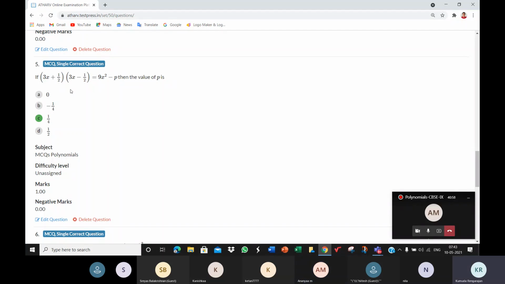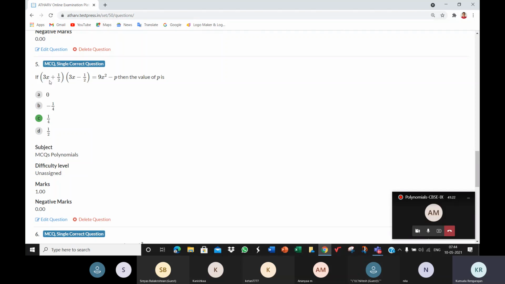What is 3x the whole square? 9x square. Then minus 1 by 2 the whole square is? 1 by 4. So on simplifying the LHS, we get 9x square minus 1 by 4. So 9x square minus 1 by 4 is equal to 9x square minus p.